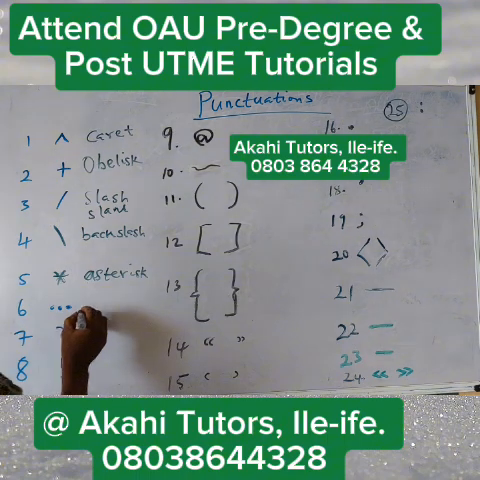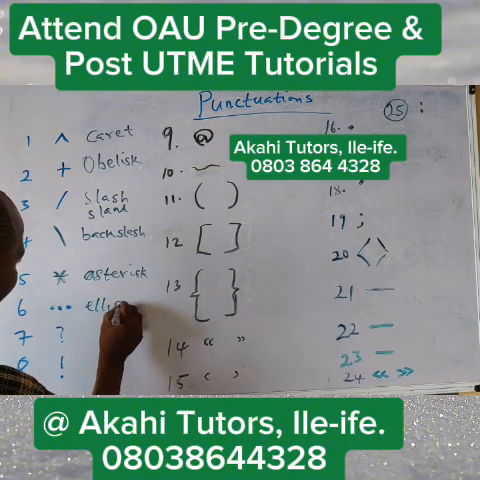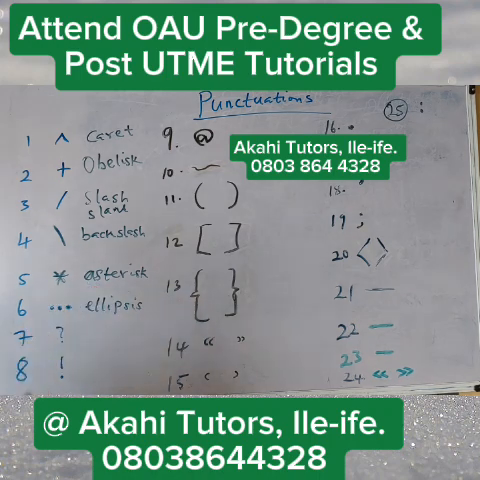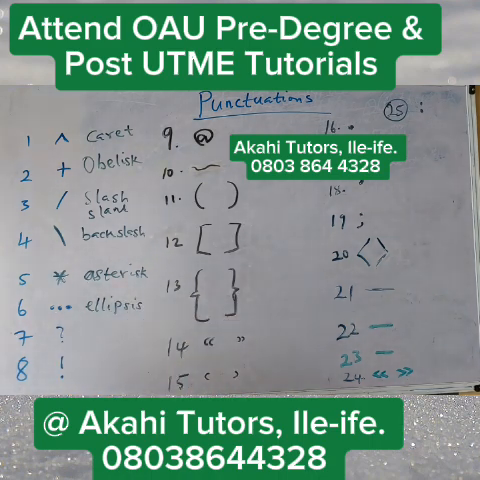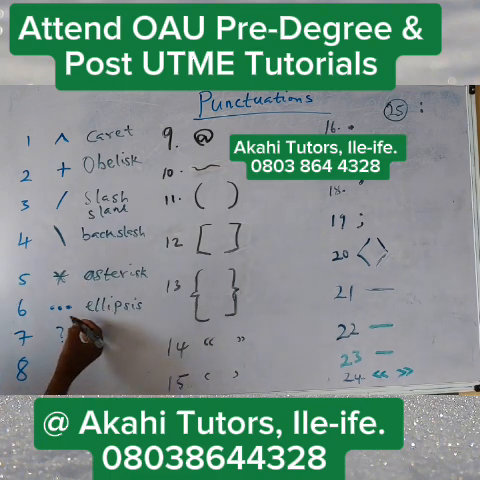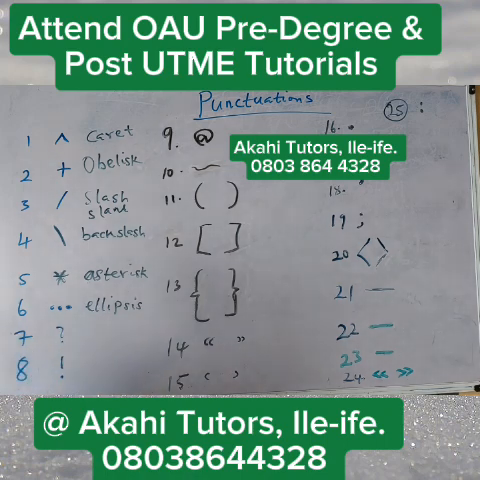This one is ellipsis, for a deliberate omission. Sometimes we say "and so on", which will be etc. Ellipsis is the deliberate removal of an element.